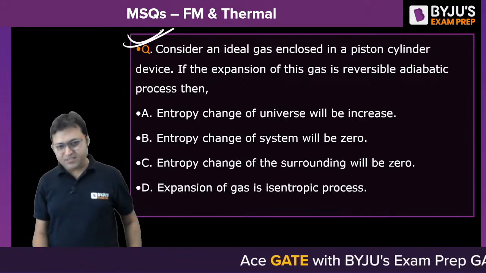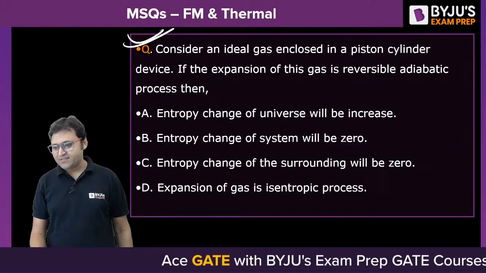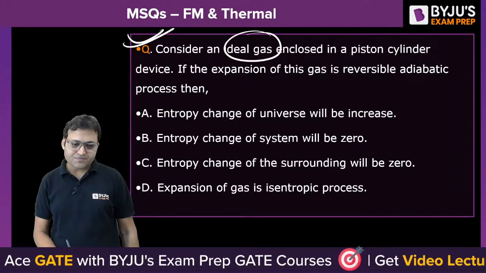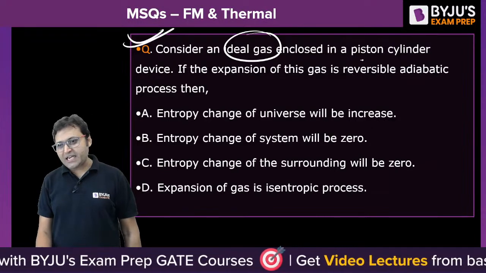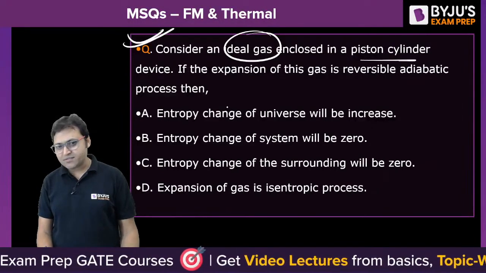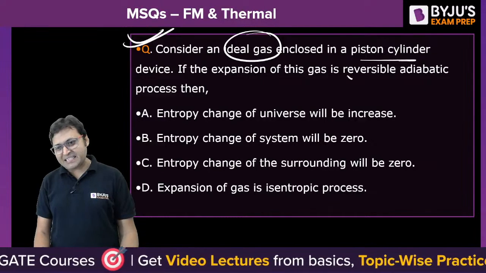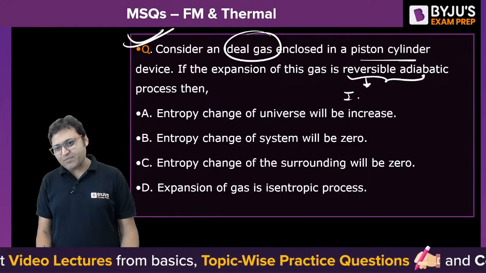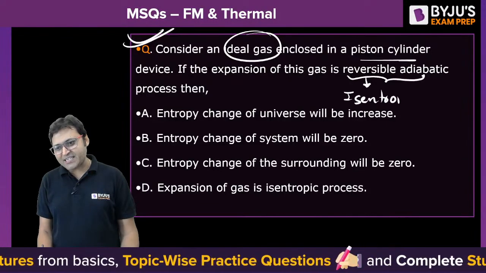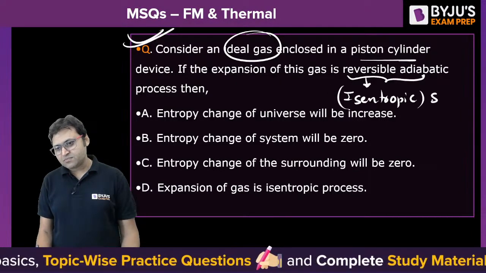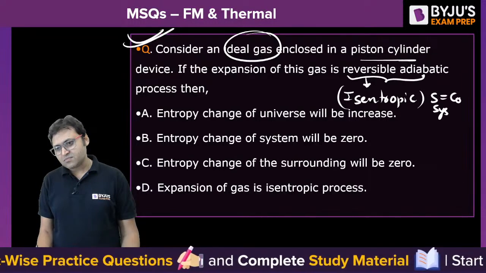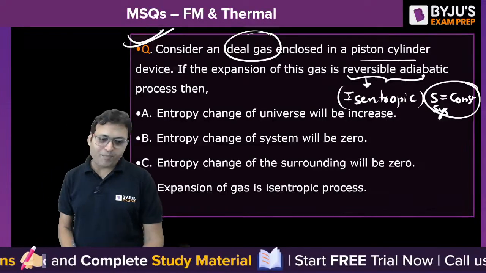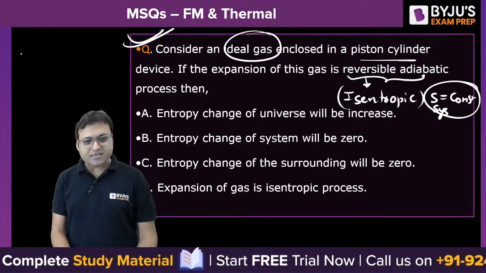All right. What is the answer to this one? Consider an ideal gas enclosed in a piston cylinder device. If the expansion of this gas is a reversible adiabatic process, do you agree reversible adiabatic is always isentropic?